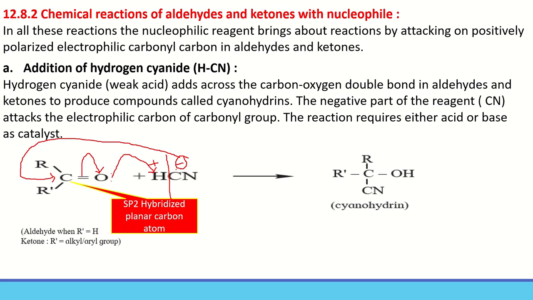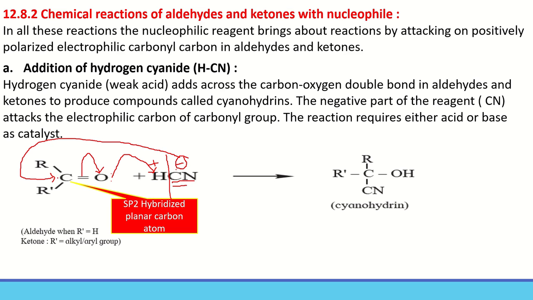but the negative part of the reagent will attack the electrophilic carbon atom. Correct? See, carbon acquired positive charge and oxygen acquired negative charge, and hydrogen acquires positive and cyanide acquires negative charge. The negative part of the reagent, the cyanide, approaches toward the positive part of the aldehyde or ketone.